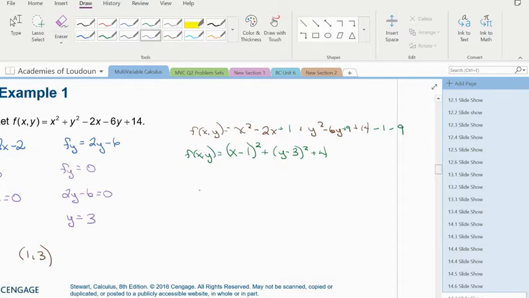Since we know that (x − 1)² is greater than or equal to 0, and (y − 3)² is greater than or equal to 0, we have that f(x, y) will be greater than or equal to 4 for all values of x and y. Therefore, f(1, 3) = 4 is a local minimum, and in fact, it is the absolute minimum of f. And this could be confirmed geometrically from the graph of f, which we know is an elliptic paraboloid with the vertex (1, 3, 4).